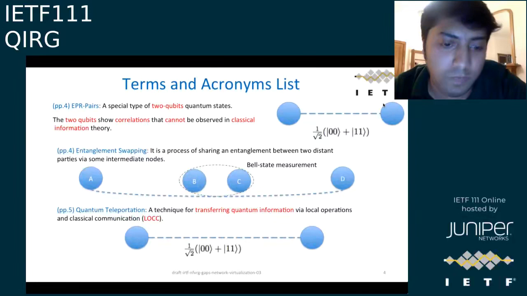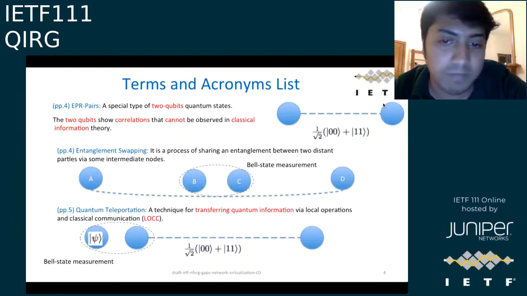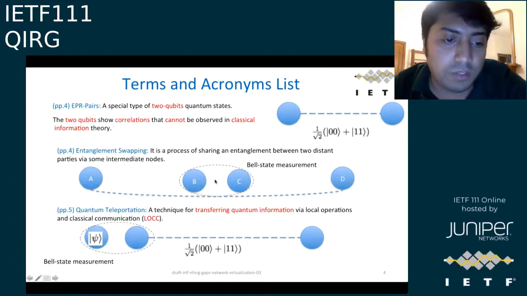So more precisely, suppose Alice and Bob share an EPR pair which looks like this, and Alice wants to send a qubit psi, an unknown qubit psi, to Bob. To do this, Alice can perform the Bell state measurement, the same kind of measurement we have seen in this entanglement swapping operation. So after the measurement, what will happen?